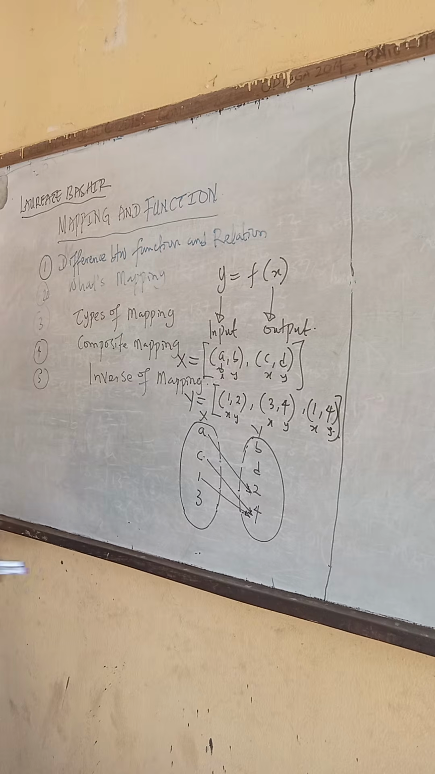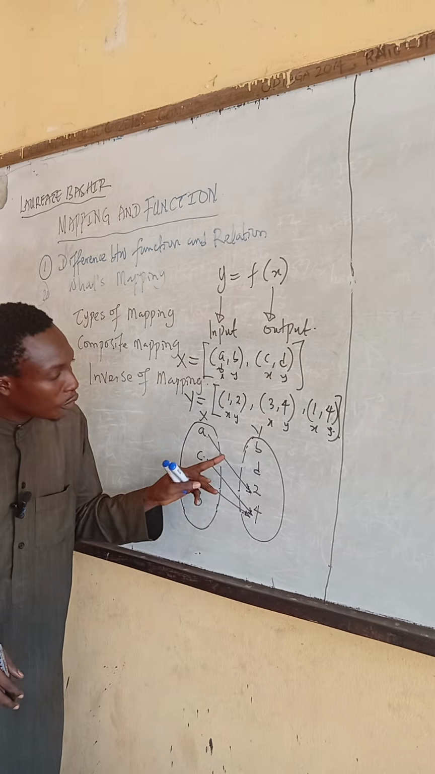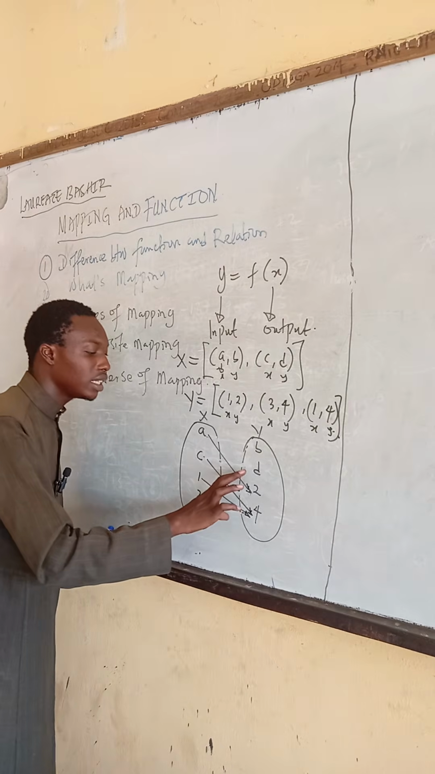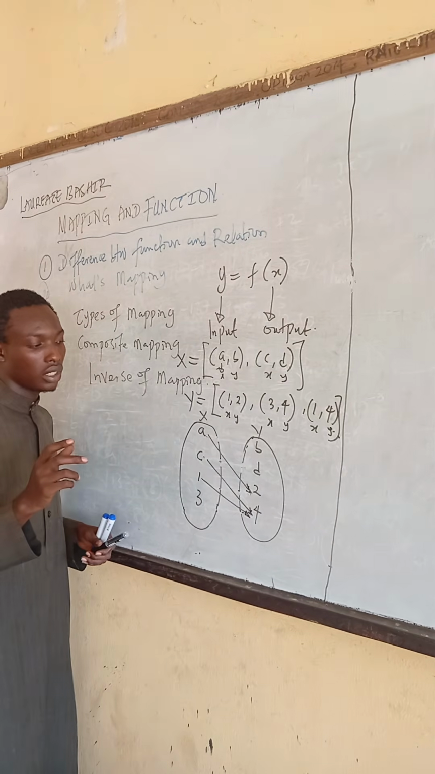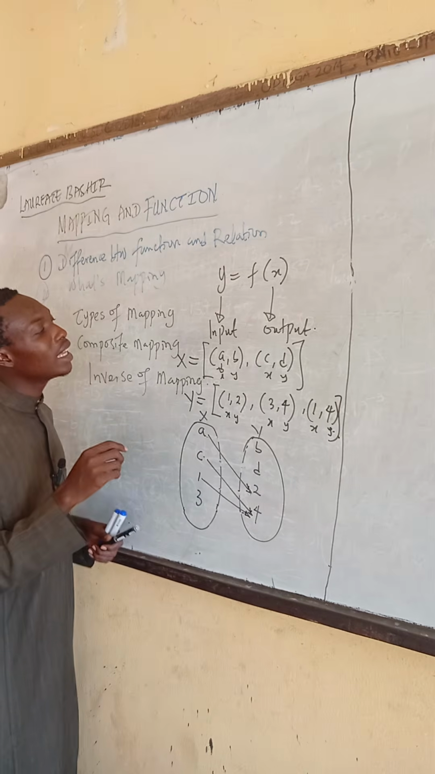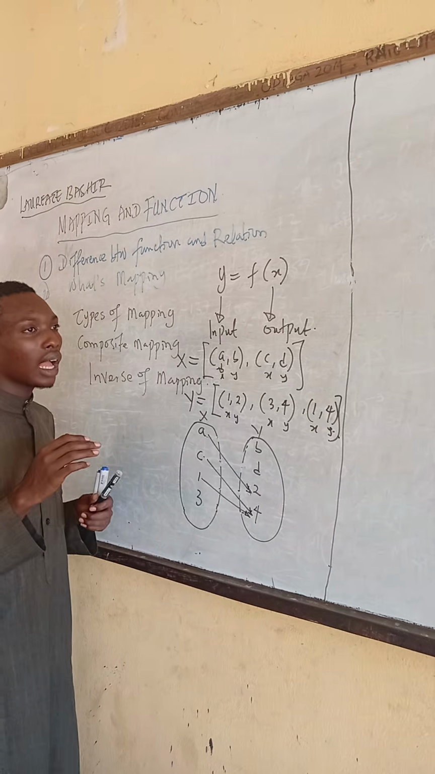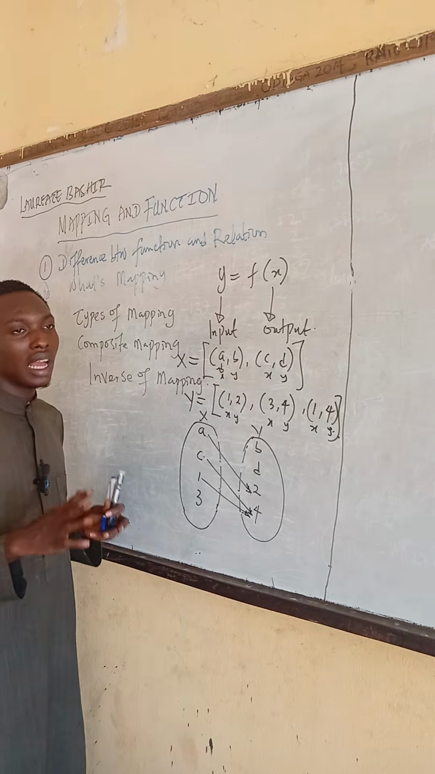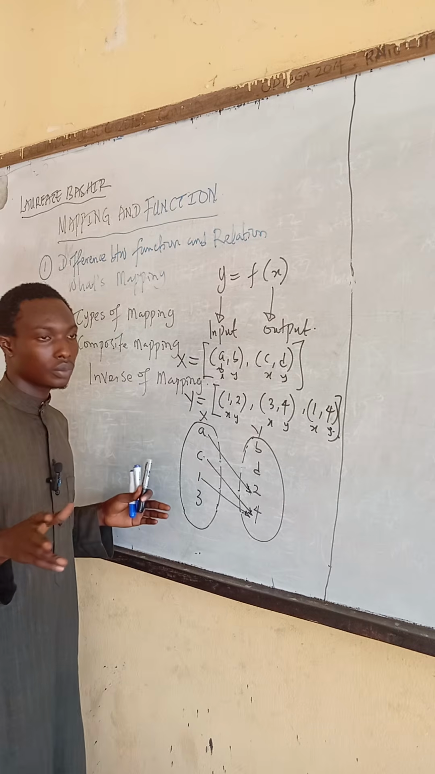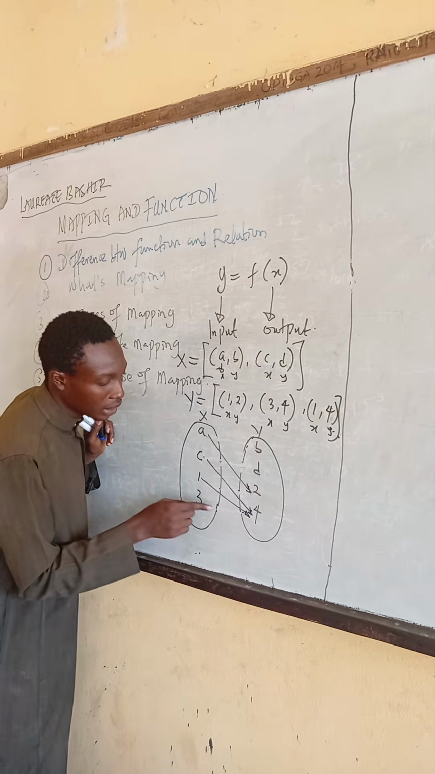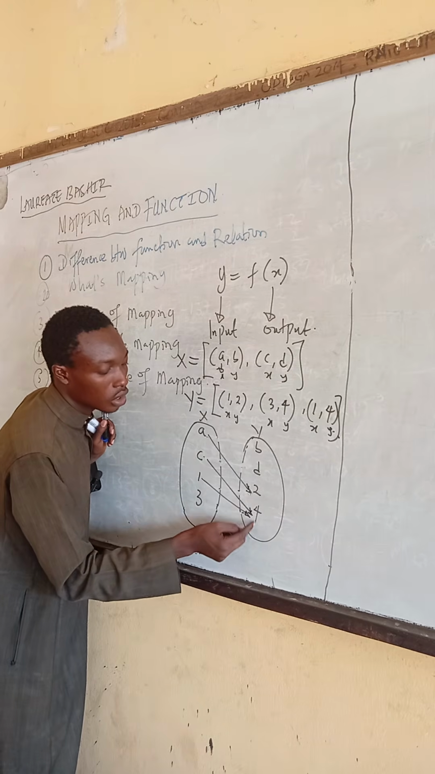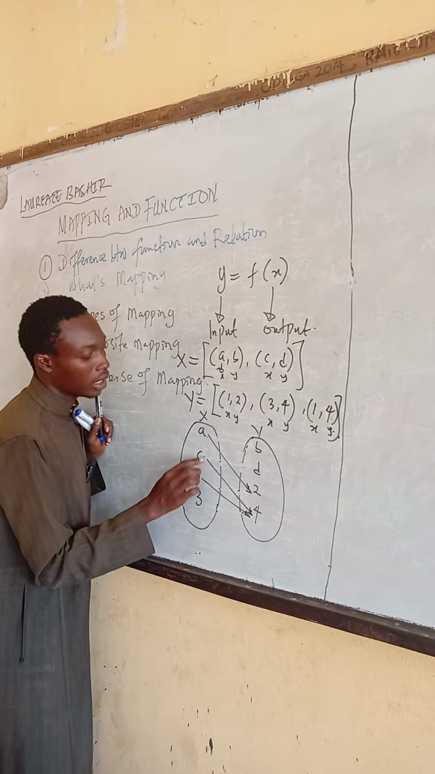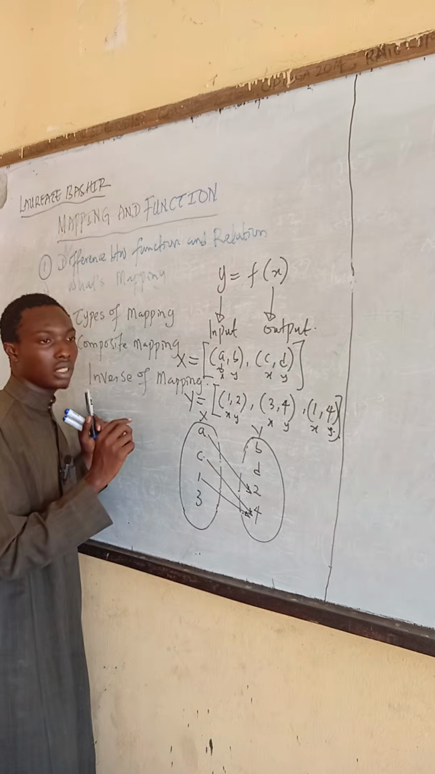Now, if they ask you, is this one a function or a relation? You say that this one is a relation, it's not a function. Why? Because a relation has more than 1 output, and a function only has 1 unique output. So if you look at this now, there you're having 2 outcomes, from different inputs.